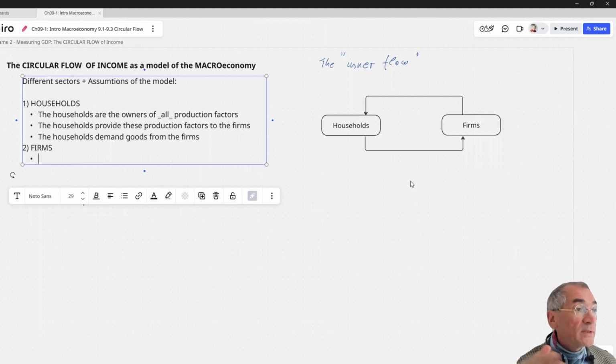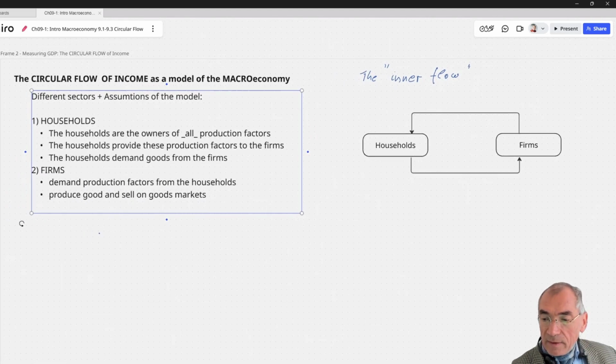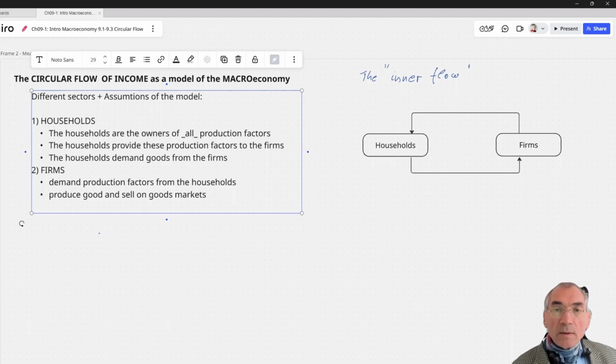So what they do is they demand these production factors, use them in the production, and then supply goods and services on the markets that we have been knowing, the goods markets. So when we have a closer look at this flow, that means households provide the production factors.